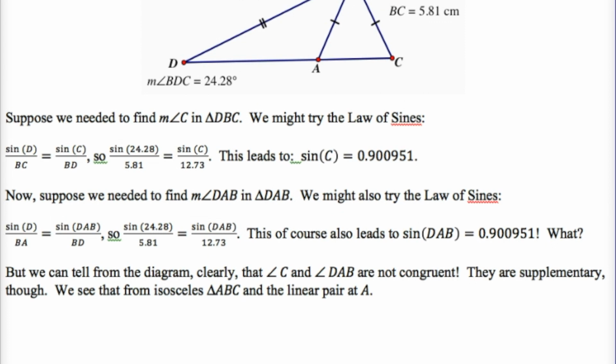All right, and then there's this huge discussion of why it is that sometimes the law of sines doesn't work. I'm going to also put this in that other video. So bonus material in video 2.